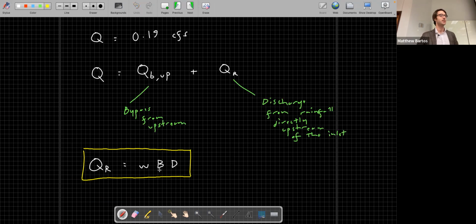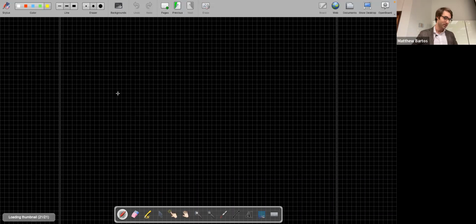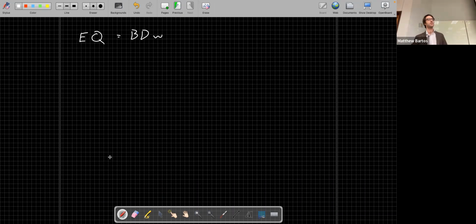So we have QR is equal to the rainfall rate times the road width times the distance between curb inlets. And we have that QR is equal to the efficiency times the total gutter flow. Let's combine those two together. And we have that EQ is equal to B times D times W.